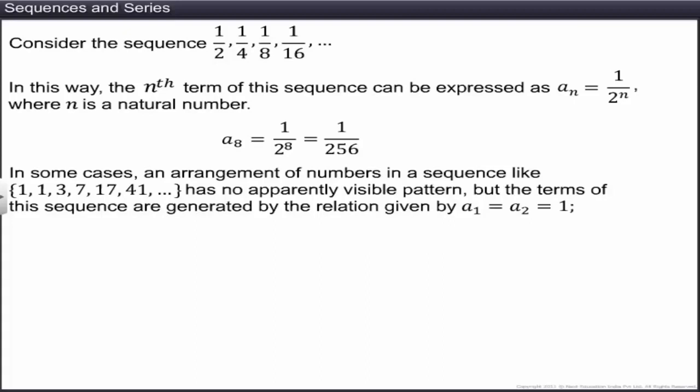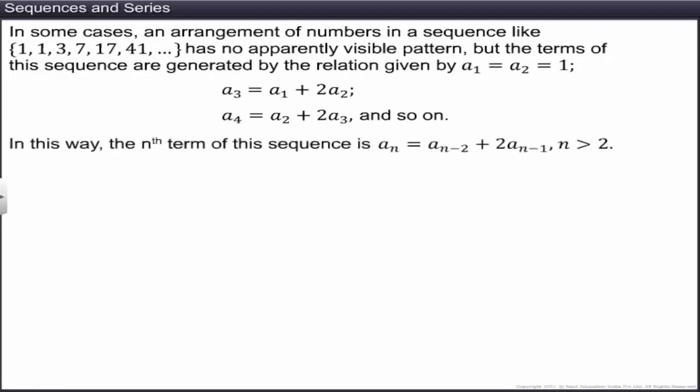In some cases, an arrangement of numbers in a sequence like 1, 1, 3, 7, 17, 41, and so on has no apparently visible pattern. But the terms of this sequence are generated by the relation given by A1 = A2 = 1. The third term can be obtained by adding the first term and 2 times the second term. The fourth term can be obtained by adding the second term and 2 times the third term. In this way, we can obtain the nth term of this sequence by adding the (n-2)th term and 2 times the (n-1)th term for n greater than 2.